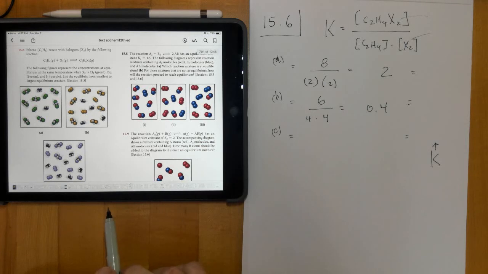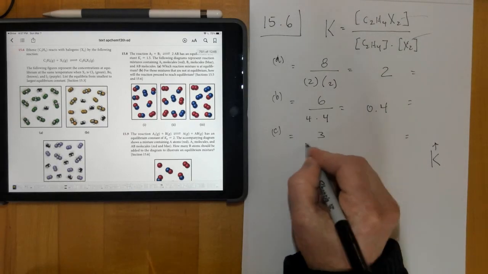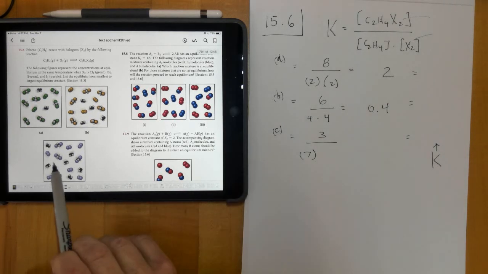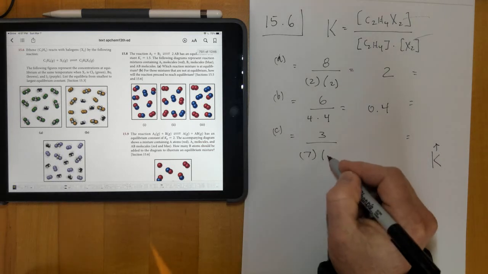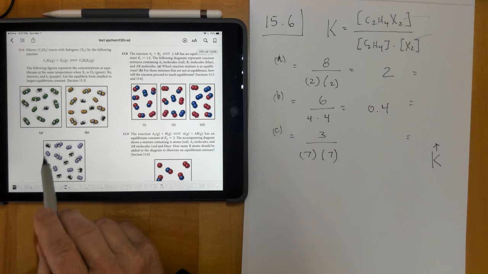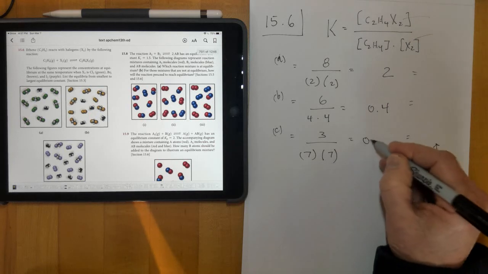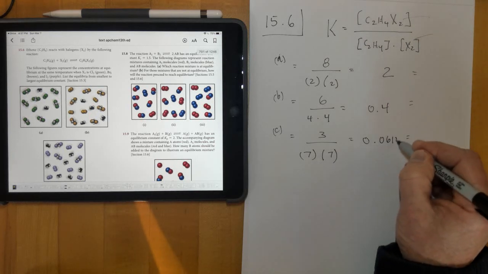And then in letter C for the iodines, we end up with 1, 2, 3 of those on the top. And then we end up with 7 iodines on the bottom right here. There's 7 of these purple sphere guys right here. And there are 7 of the C2H4s in there as well. So 3 divided by 49 gives us approximately 0.0612.